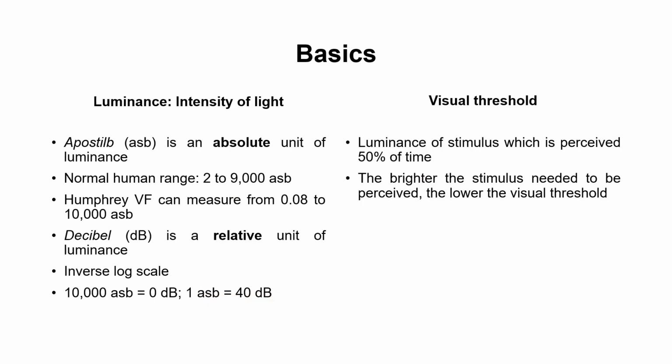Going to the difference between luminance and visual threshold. Luminance is the intensity of the light, and the absolute unit of luminance is the apostilb, ASB, which we usually see in the visual field printout. That's why I put this information here to understand everything in the printout. The normal human range for luminance is from 0.2 to 9,000 apostilb, and the Humphrey visual field can test from 0.08 to 10,000 apostilb.